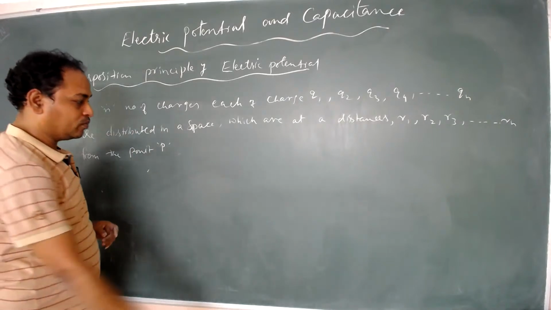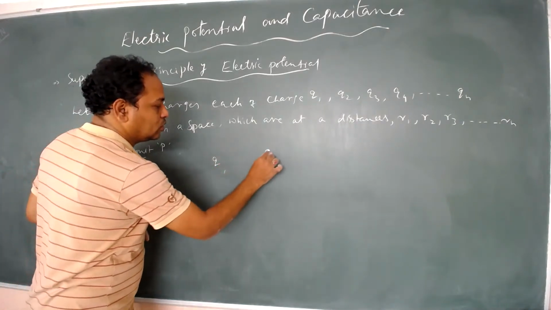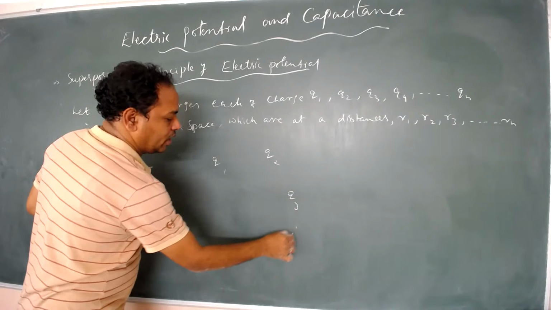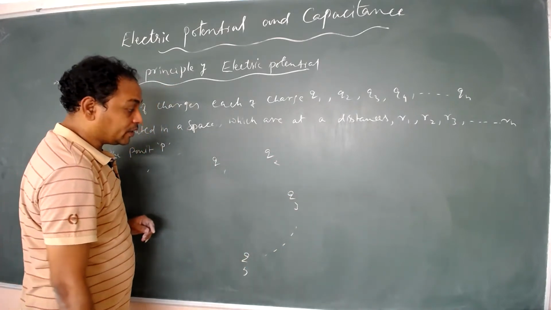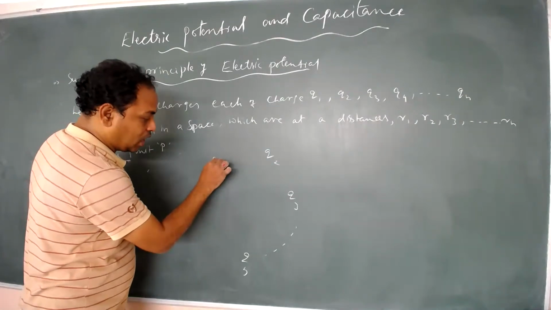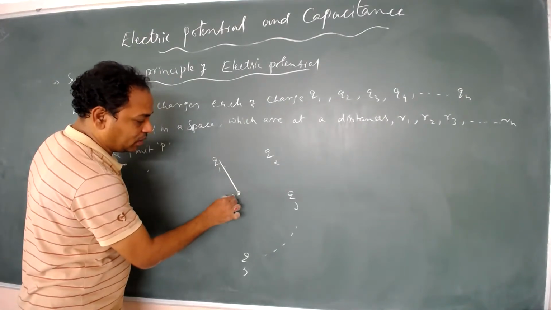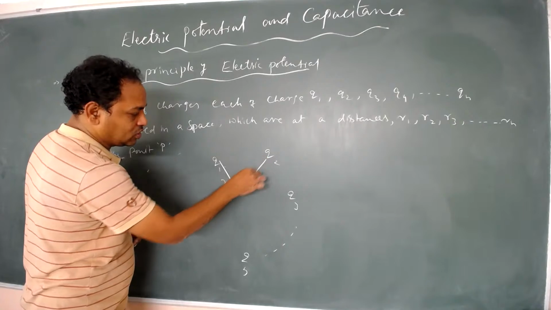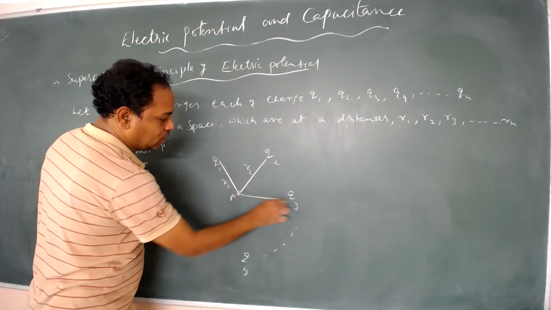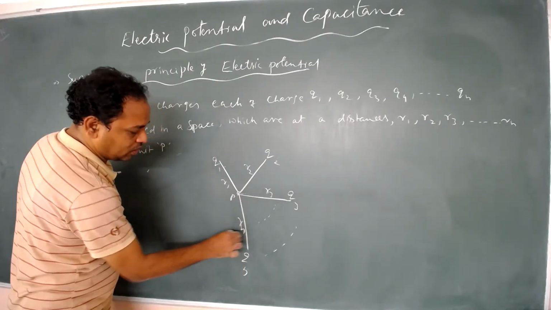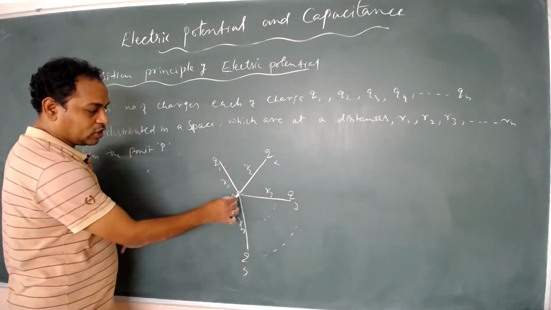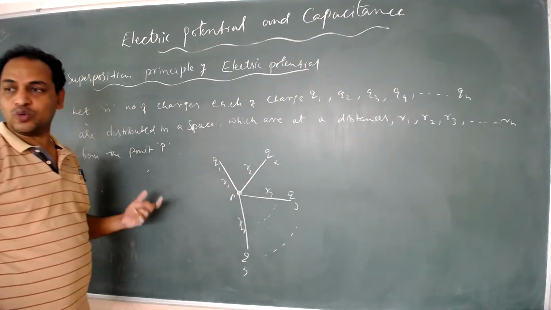Look, say this is Q1, Q2, Q3, and so on, up to Qn. Suppose this is a point P. Charge Q1 is at distance R1, another charge at R2, another at R3, and so on. This one is at a distance Rn. So at this point, what is the potential that we have to calculate?